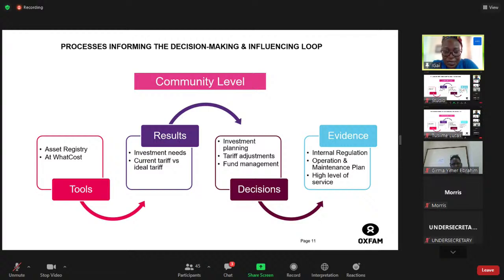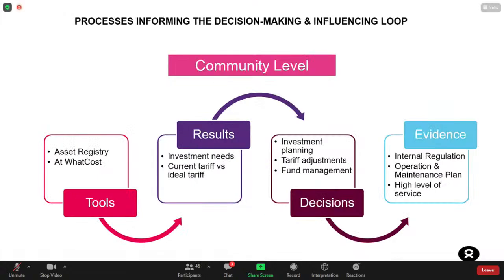Then of course that informs us in terms of what the investment needs are, looking at the current tariff that is available vis-a-vis what would enable these systems to break even. Then that informs the kind of investment planning we have, like what would be able to pay for the contract, what should be able to pay for the human resource at the local level, and also informing the county government in engaging with the local communities around tariff adjustments.